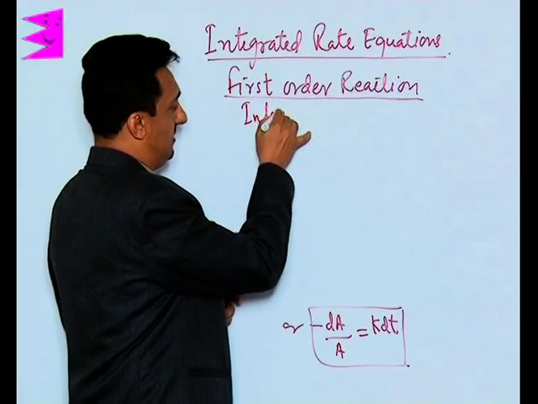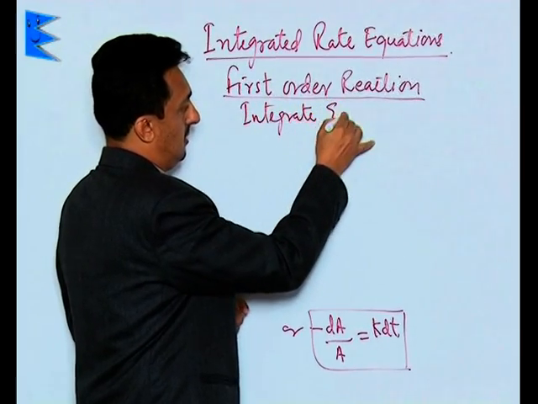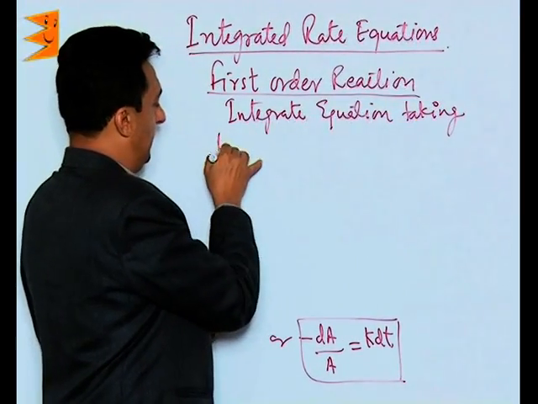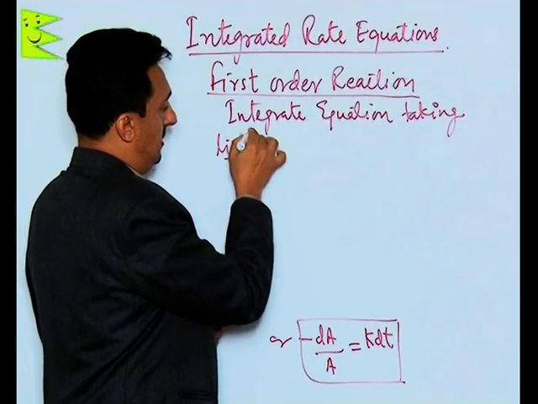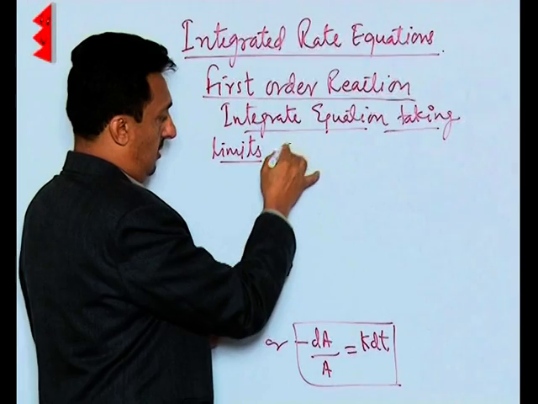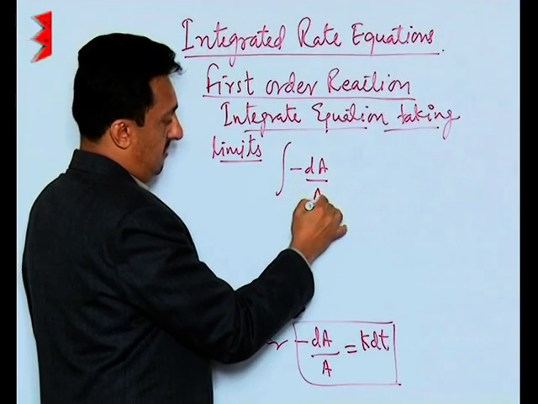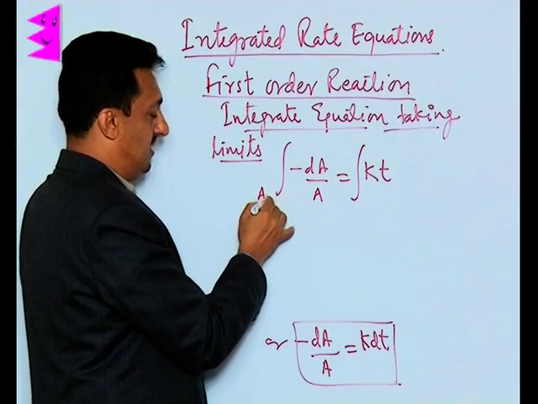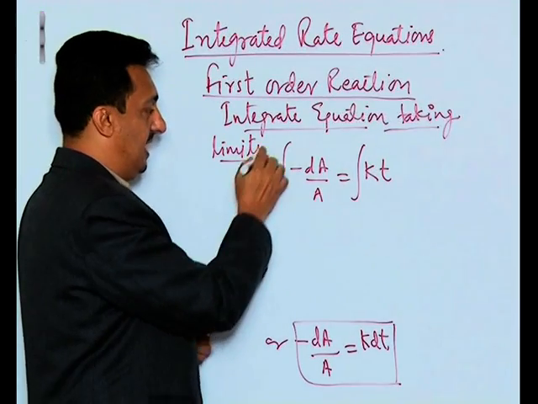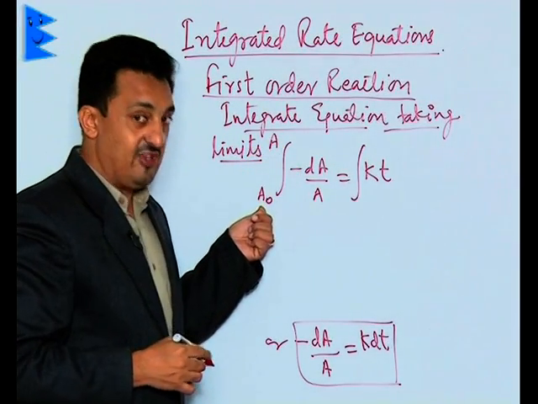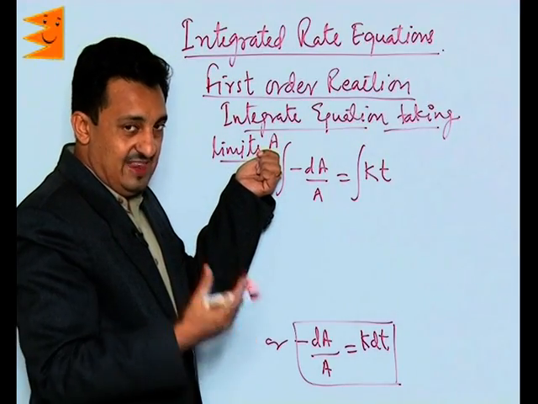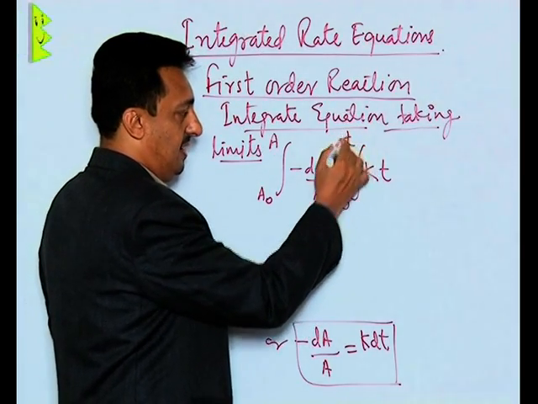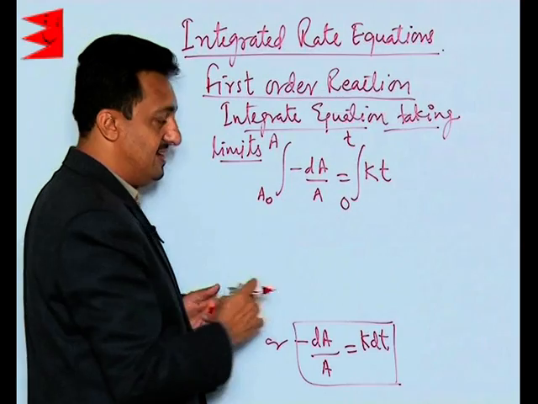Now integrate the equation taking limits. So -d[A]/[A] is equal to K dt. The limits taken on the left hand side will be A naught to A, where we know A naught is the initial concentration and A is the amount of the reactant A left at time t. So initial time is 0 and the time is taken as t. So this is how we'll integrate with these limits.